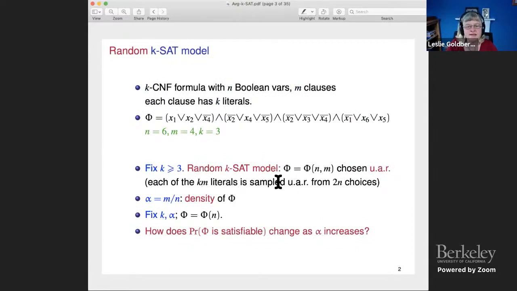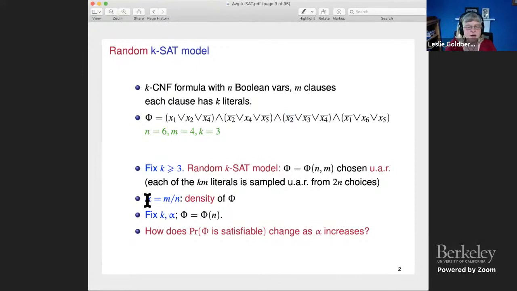of literals per clause, but we're going to work in the random K-SAT model, which means that if you're given n, the number of variables, and m, the number of clauses, you just choose the formula uniformly at random. So for every literal, there's 2n choices, you just take one.